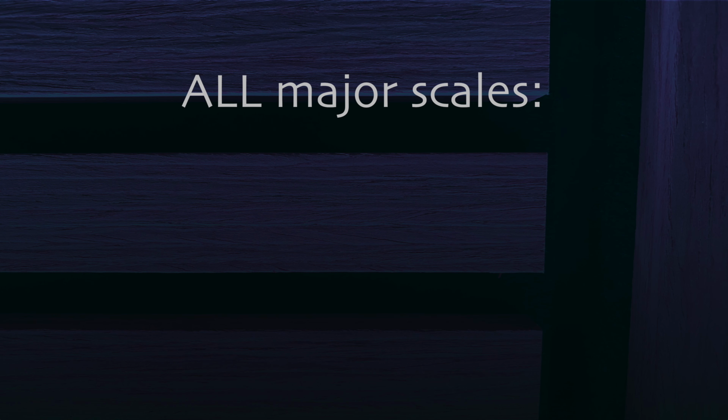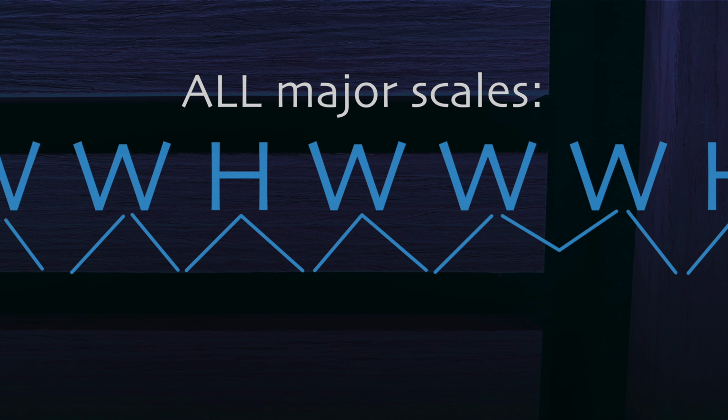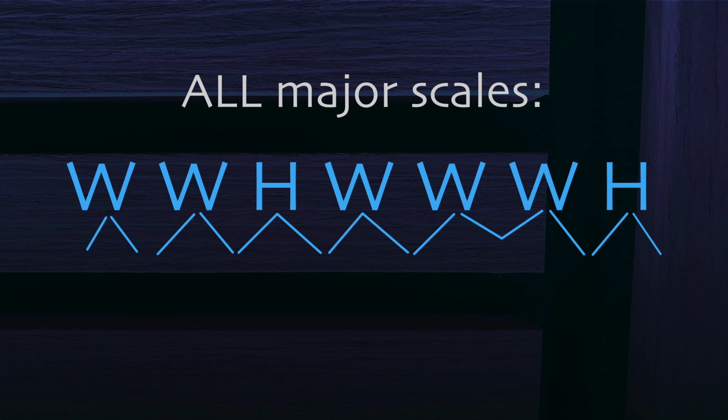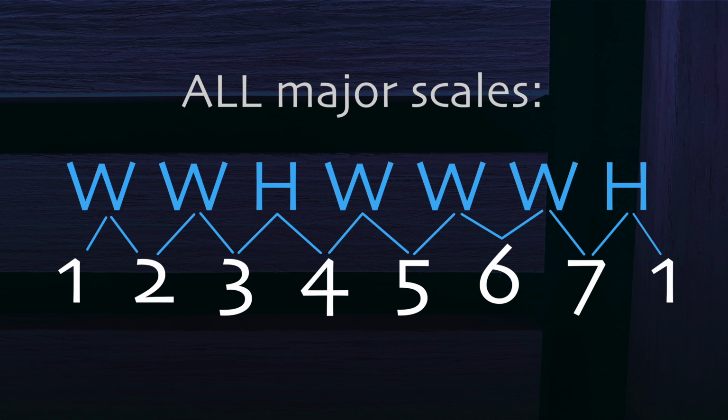All major scales in that sense are the same. They all share the same pattern of steps. It's just that you get different spellings. C major is the simplest key, but we can also abstract it further down just to the idea of scale degrees, which we can use to represent all of the keys.